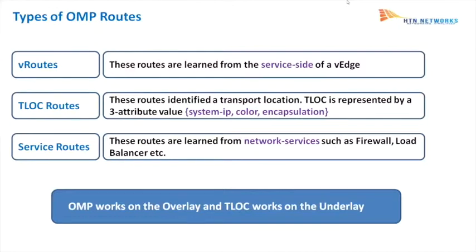And then the service routes. Service routes are, as we mentioned earlier, any network services that you have, like firewall, load balancers, IPS, any intrusion devices in your network, and you want to announce those devices to the other locations. These devices are located physically at one location, but if you want to announce them in the overlay network, then you can announce them through the service routes. So in short, you can consider that OMP works on the overlay, and TLOCs work on the underlay.